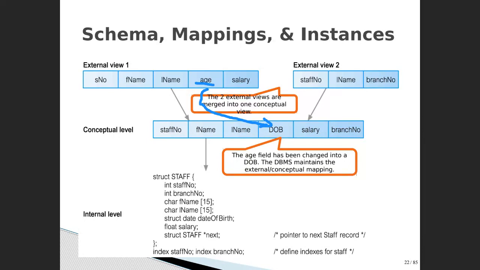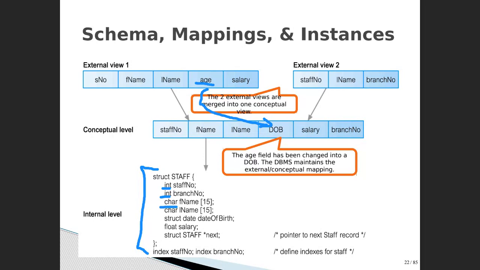Let's see how this data will be represented internally. See, this is the meaning of physical representation. So in the internal level, the structure will be staff. The whole schema will be called staff, and it will consist of integer. See here, what is the type of data? This is defined in the internal schema. So integer staff number, which means that staff number will be a number, right? An integer number. Integer, a branch number.